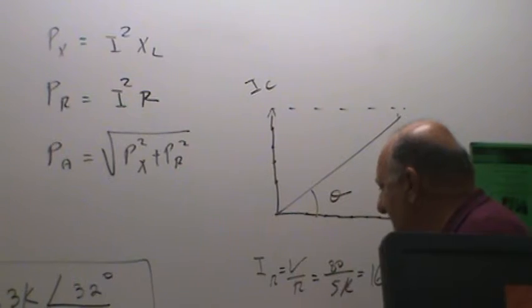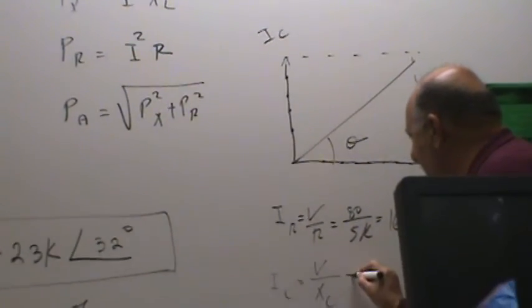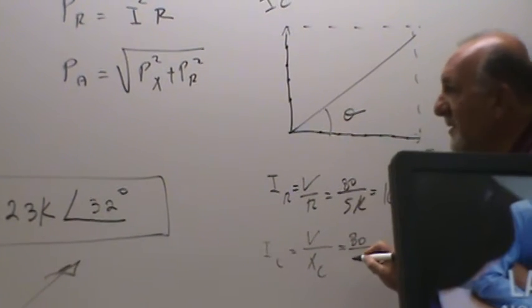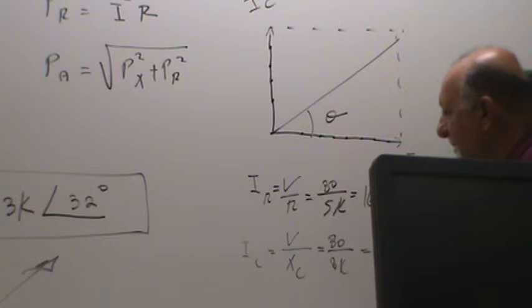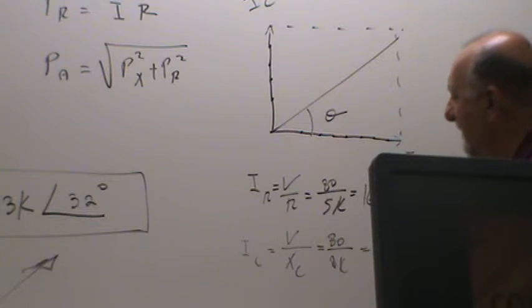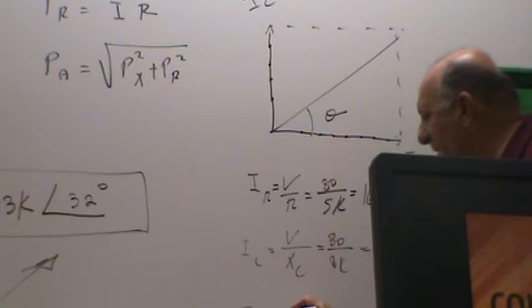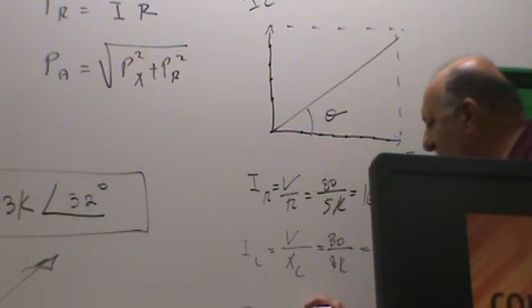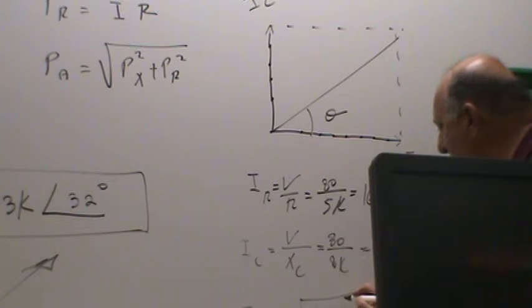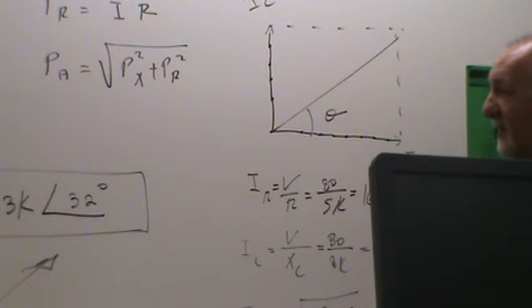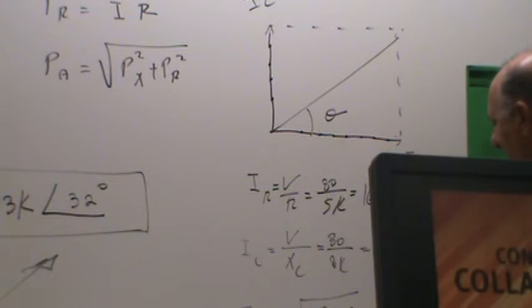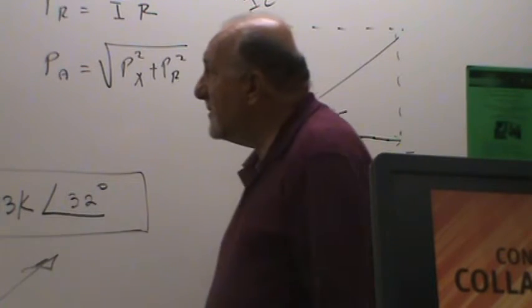I sub C is V over X sub C now, which was 80 over, in this case, 8K, 10 milliamps. So what happens is that I total doesn't change, by the way. I total is going to be equal to the square root of 16 milli squared plus 10 milli squared, which we came up to be, I believe, 18.9. Yeah, 18.9 milliamps. So we can go ahead and change some of these.